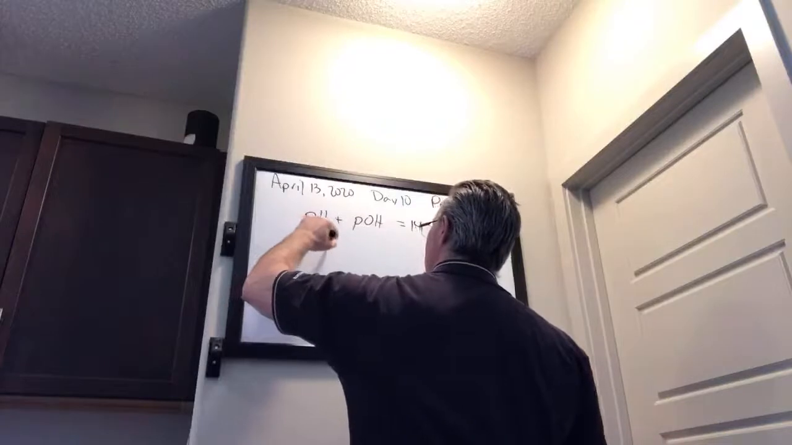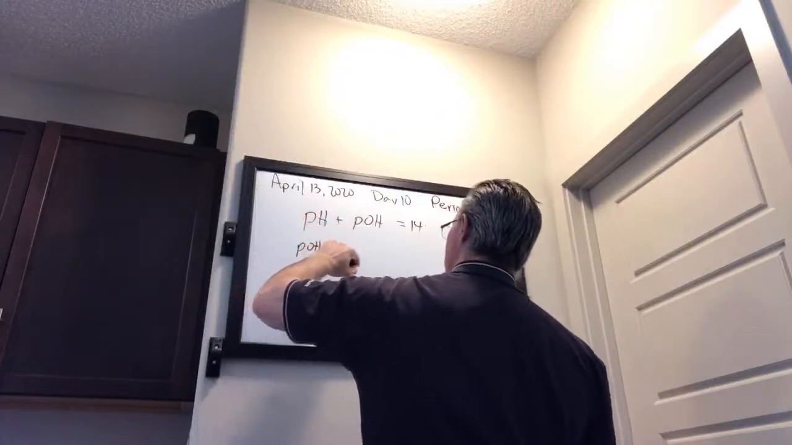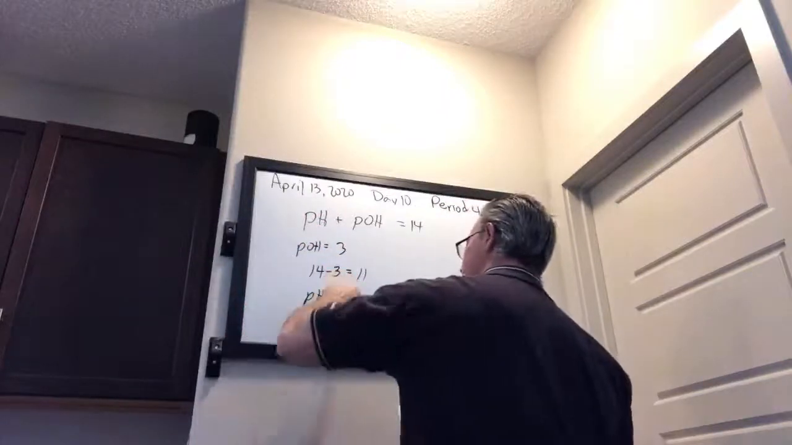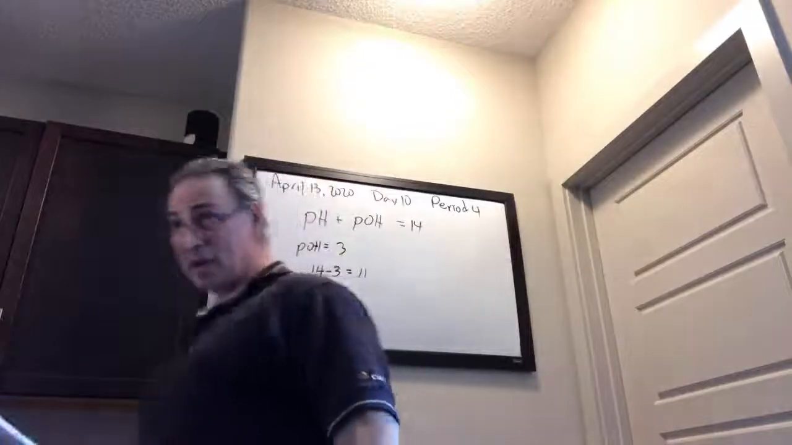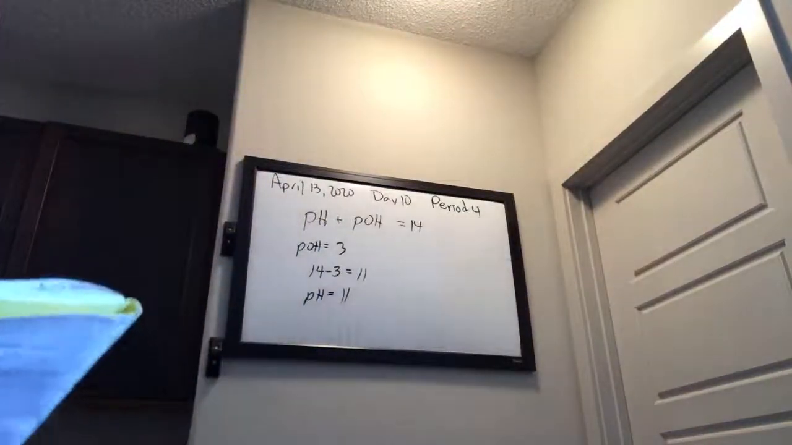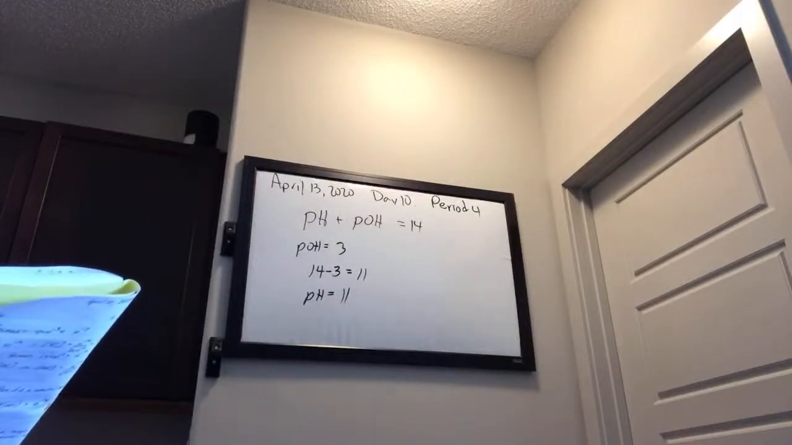pOH is 3. So 14 minus 3 gives you the pH. pH is 11 in this case. And if the pH is greater than 7, it means that the solution is basic. pH greater than 7, it's a basic solution.